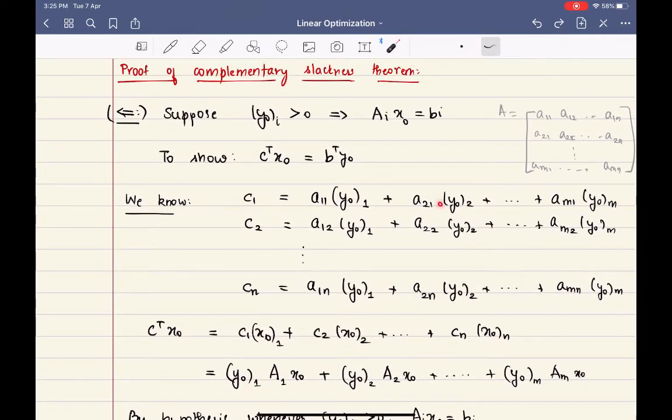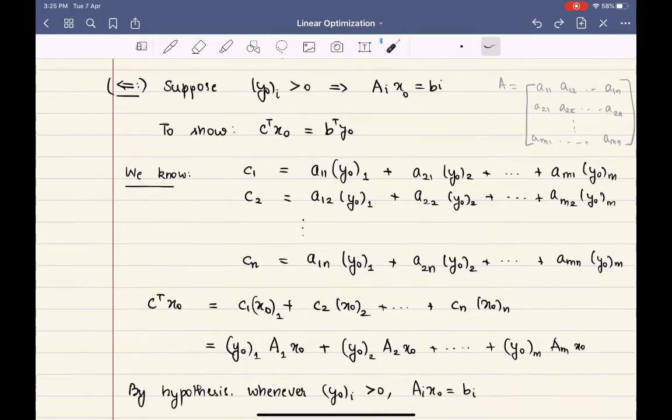And similarly, the coefficient of y02 would be the second row of A multiplied by x0 and so on, till the coefficient of this will be the mth row of A multiplied by x0. And this is all we need to show this thing. So what is our hypothesis? Our hypothesis says that whenever this thing is strictly bigger than 0, this thing is equal to the corresponding b. So whenever something is 0, it is not counted, and whenever it is counted, this is equal to bi.